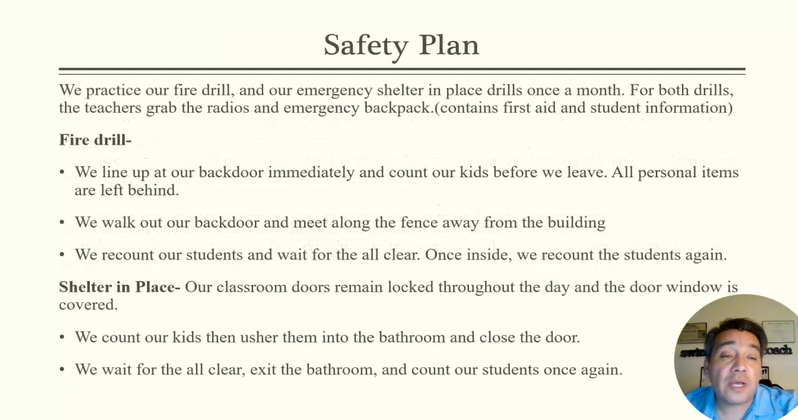Our safety plan: we practice our fire drills and emergency shelter in place drills once a month. For both drills, when they happen, the teachers grab the radios and the emergency backpack, which contains our first aid and student information packet. For the fire drill, we line up at the back door, we count our kids, and we walk out the back door and meet along the fence away from the building. We recount our students when we're there, and we wait for the all clear. Once inside, we recount the students again.